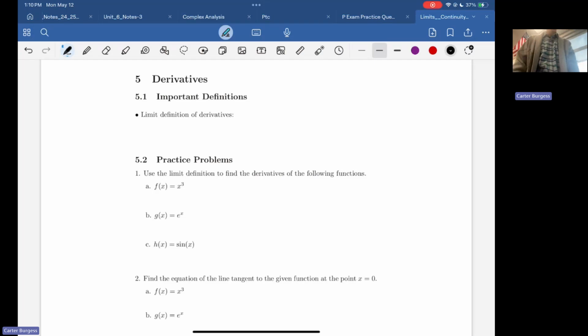Oh no, surely not. But how long could derivatives possibly take?